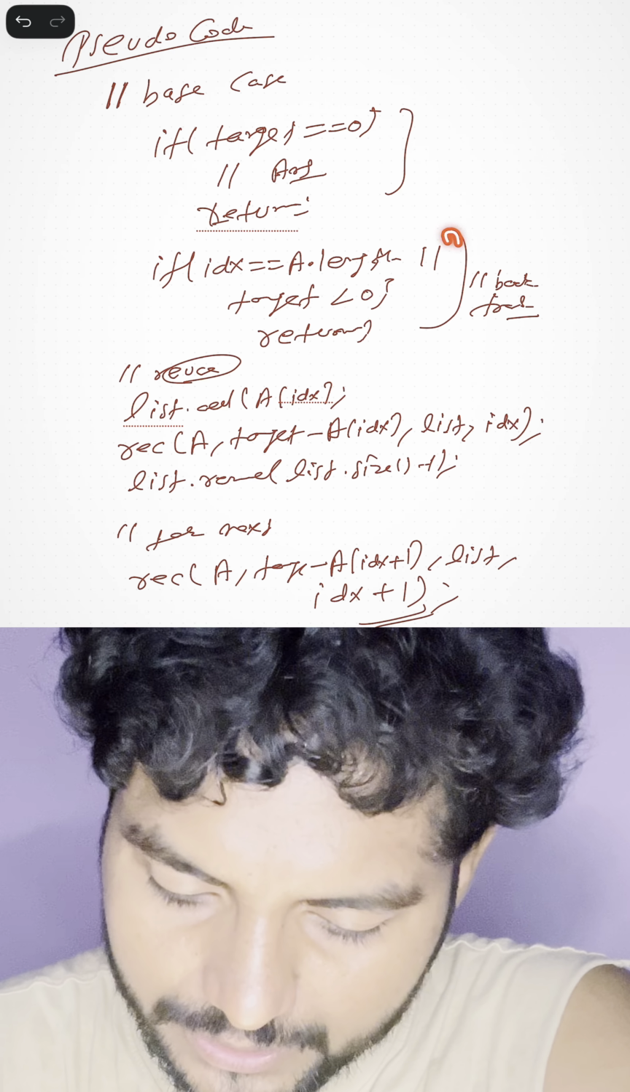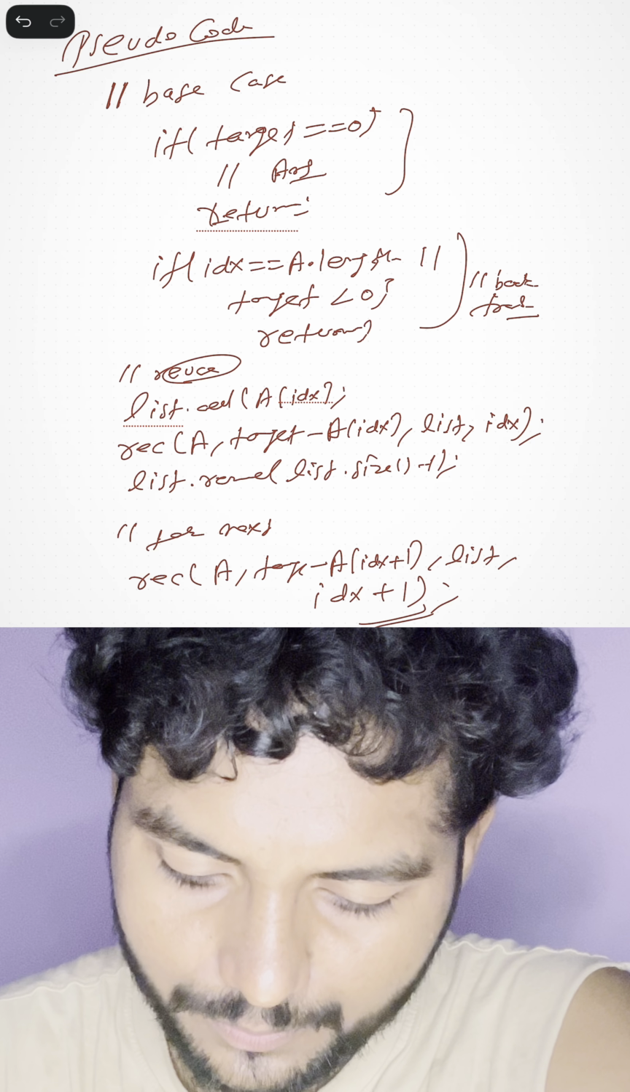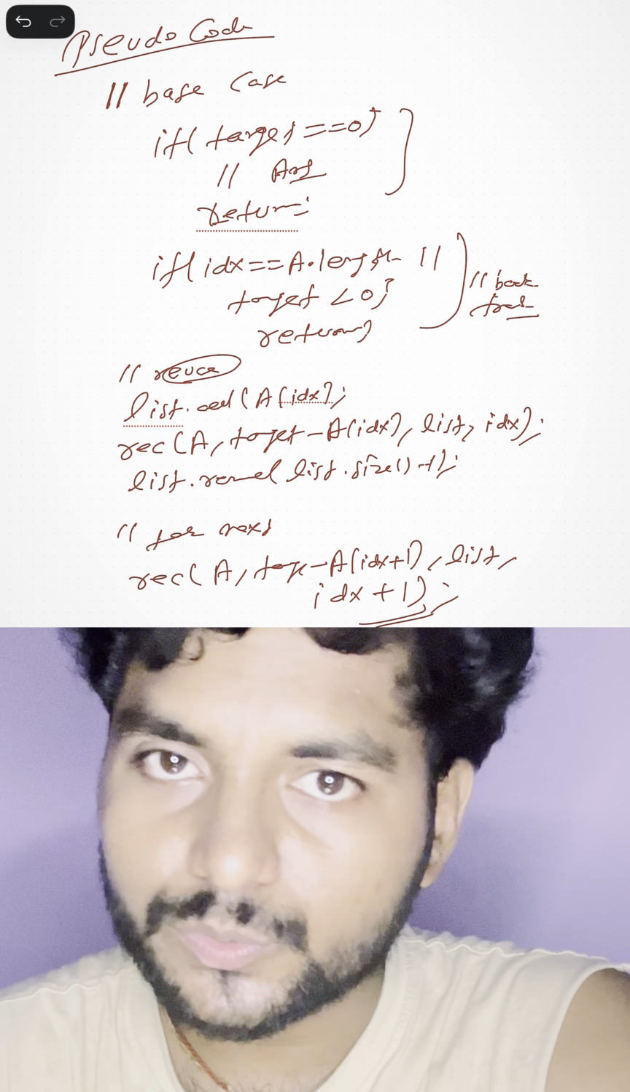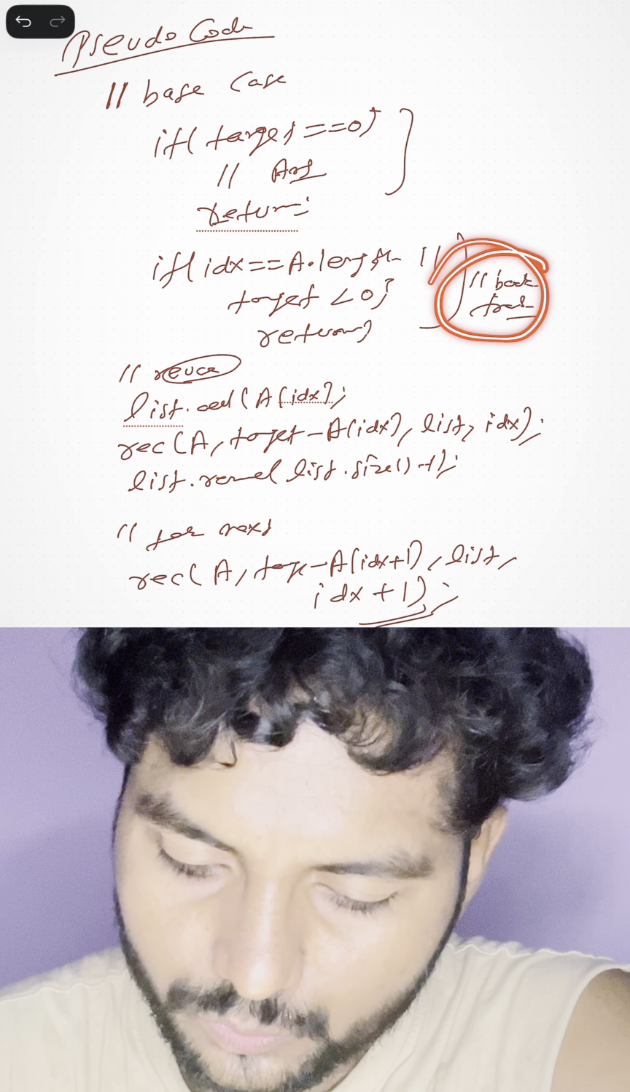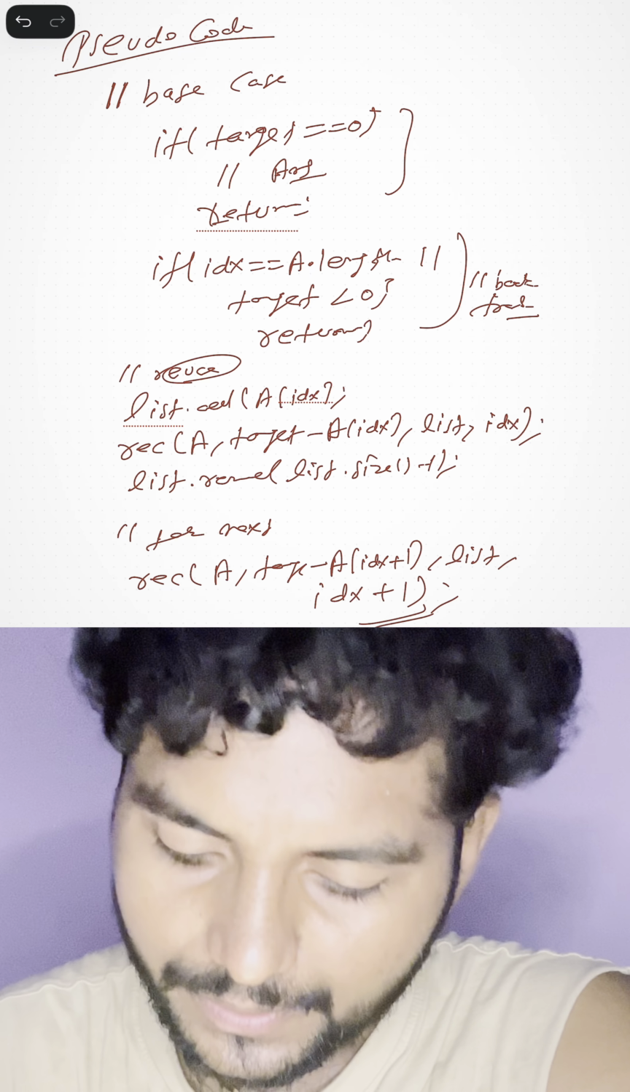The next base condition is, let's say, the index which we are iterating reaches the last position, then there is no possibility to proceed. Another possibility is the target is less than 0, as we saw in the previous example, then again it will return. These are the two base conditions, and this is the real case where the backtracking will come in.